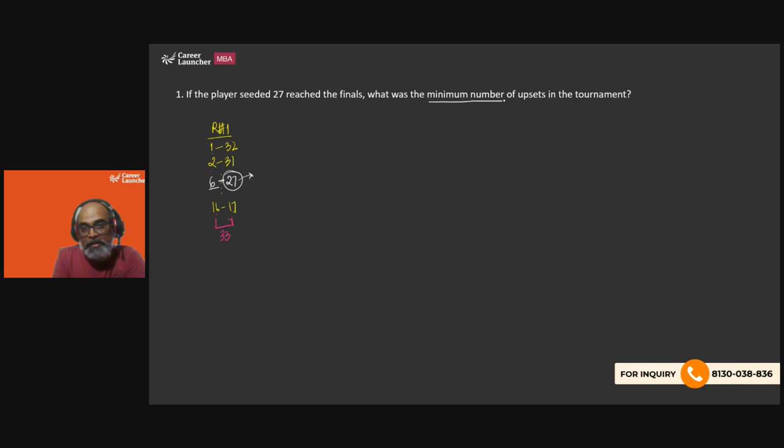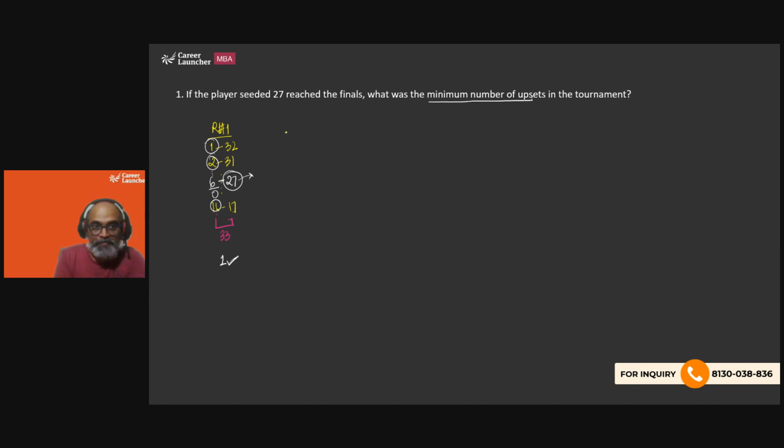Since we are asked to find out the minimum number of upsets in the tournament, every time we are looking at a match, and if we have no idea what the outcome of the match was, we will make sure that there were no upsets. We need to minimize, no? So why would we even try to create an upset if there is a possibility of not keeping it as an upset, right? So the first match was not an upset. Second match was not an upset. Third, fourth, and so on. Sixth match was an upset.